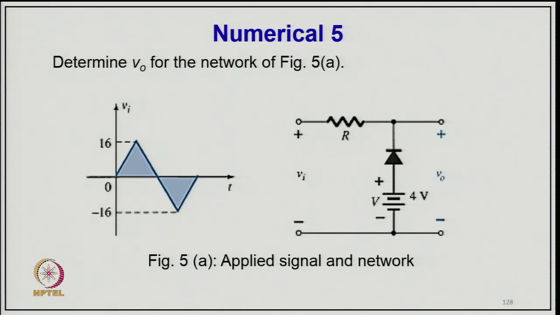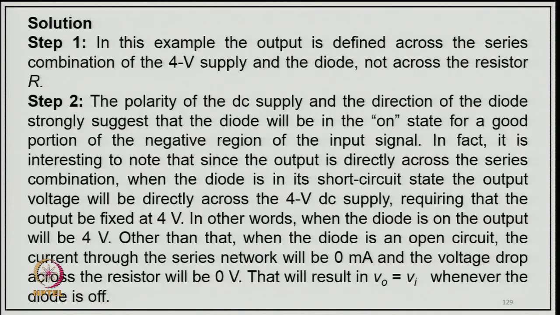And now determine the output for this triangular wave with 16 volt amplitude applied to the input, with this 4 volt supply and series diode. In this example the output is defined across a series combination of the 4 volt supply with the diode and the resistance. Second step, the polarity of the DC supply and the direction of the diode strongly suggest that the diode will be on during the good portion of the negative region of the input signal.